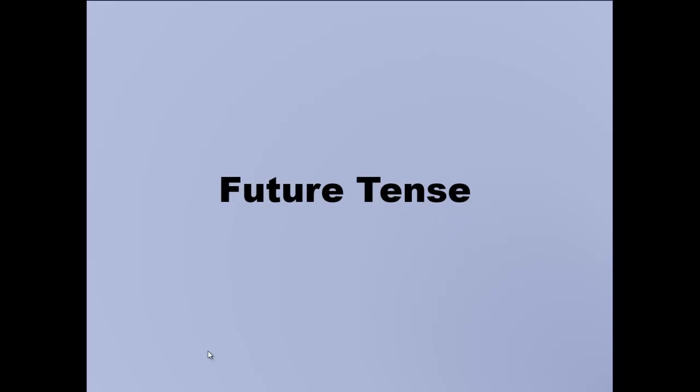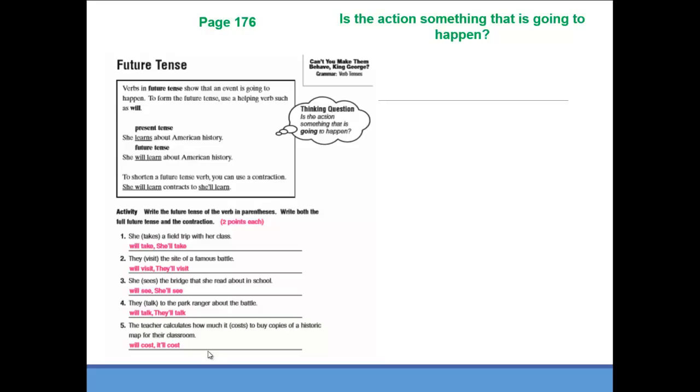Let's move to another tense, the future tense of the verb. The future tense of the verb shows that an event or an action is going to happen in the future. How exactly can we form the future tense of the verb? We use a helping verb will plus the verb.